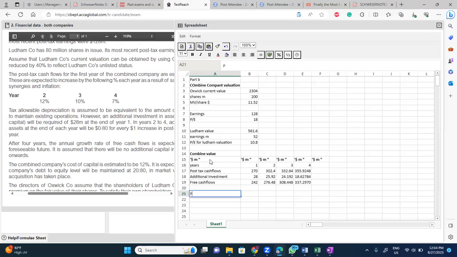Okay, present value of first 4 years. NPV at 12%, select all cash flows. 870 million is the answer.